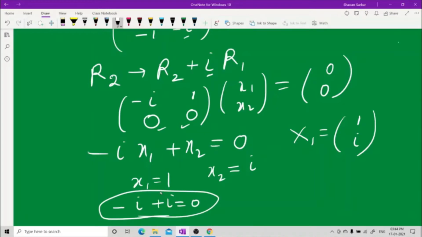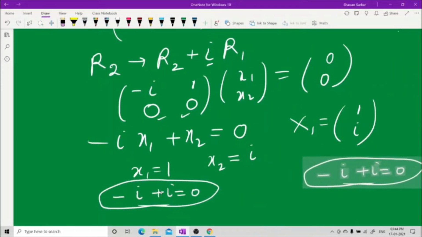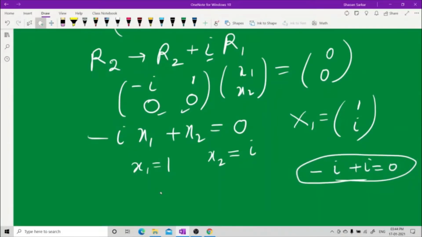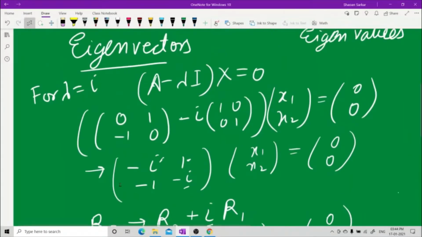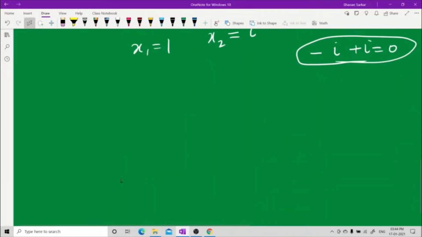Though this reason has to be written in the rough. Wait, let me shift it to the rough side. This is the rough side. Okay, I'm keeping it there for your rough. Now, the next point. This was the eigenvector for lambda equal to i. Now I need to find the eigenvector for lambda equal to minus i. Again the same formula.